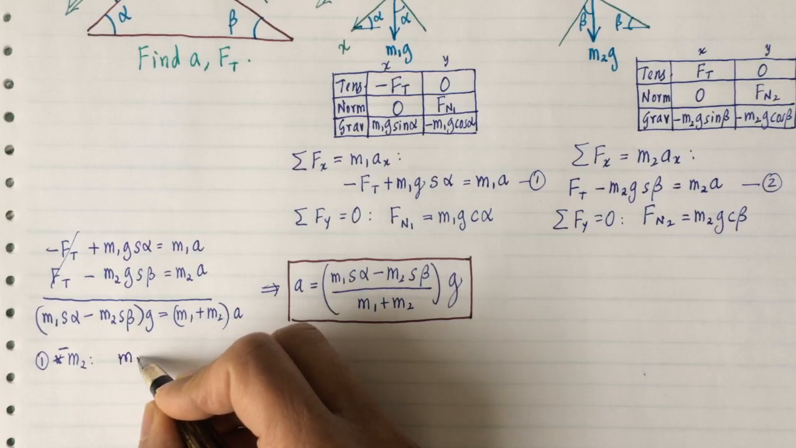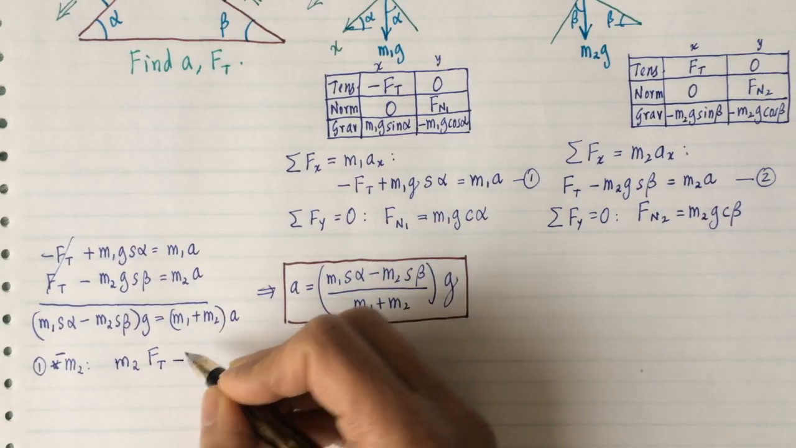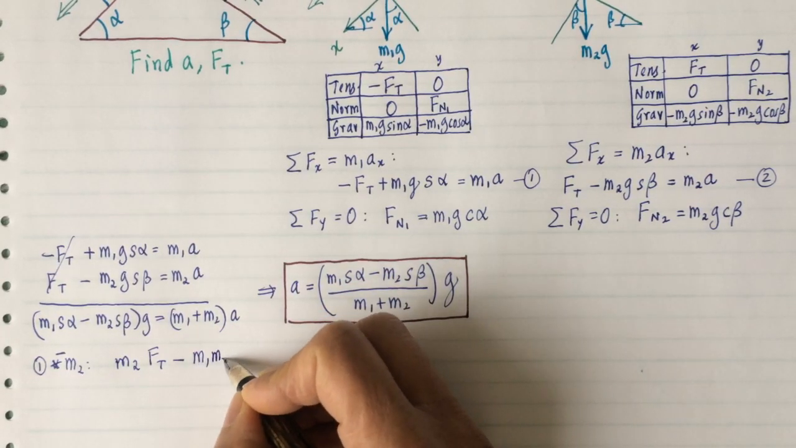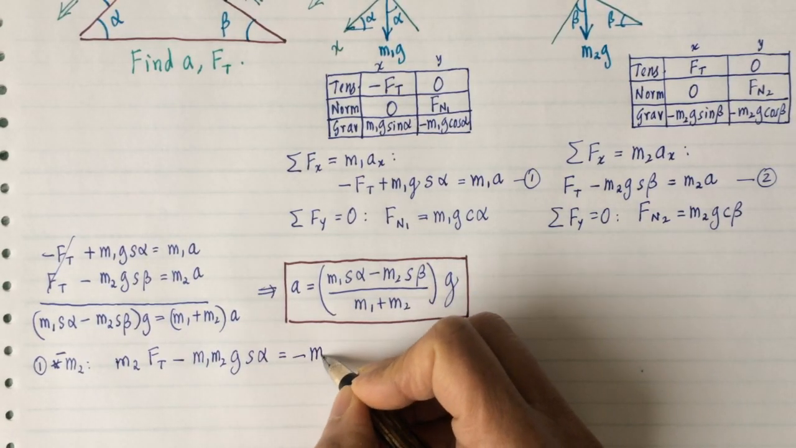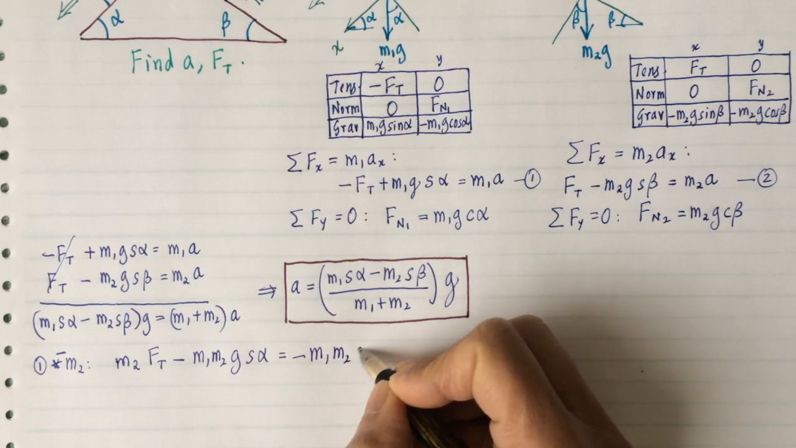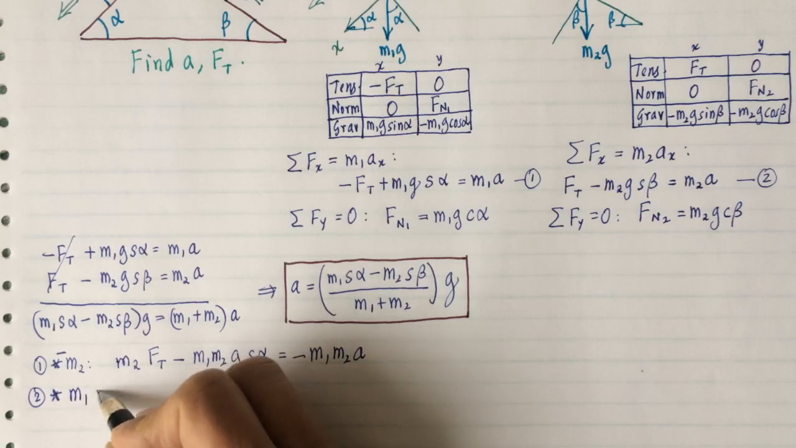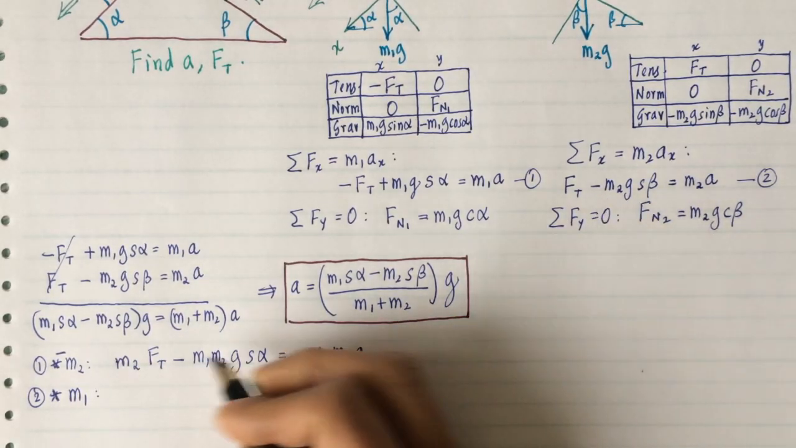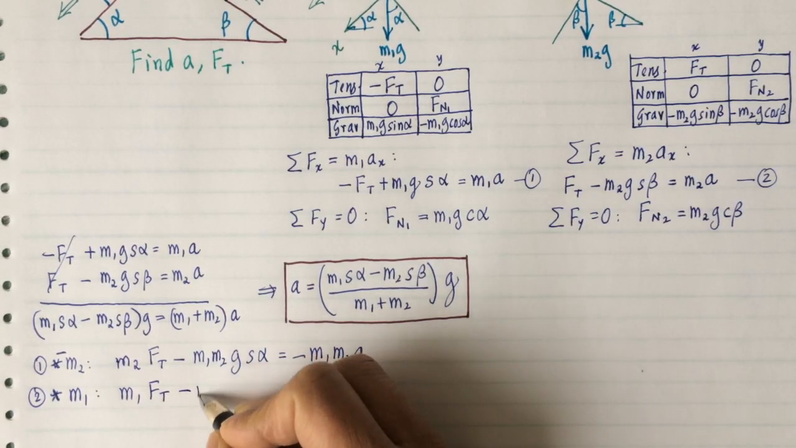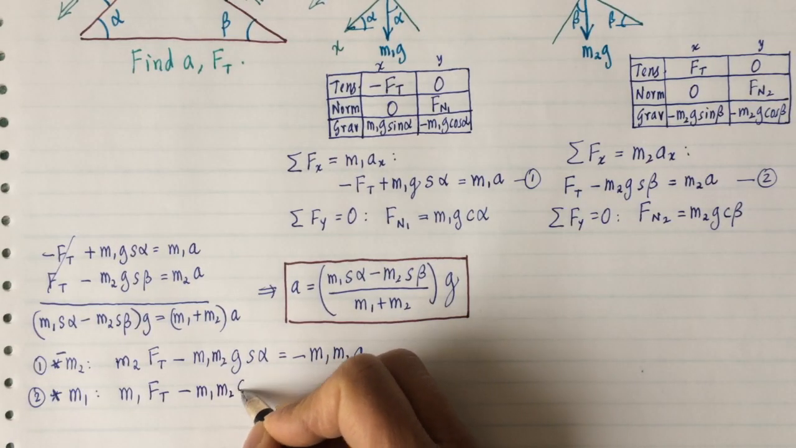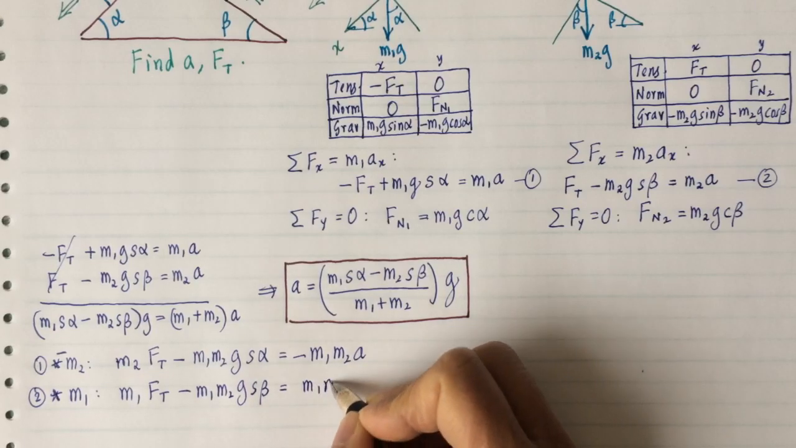So I'm going to get m2 times F_T minus m1 m2 g sine alpha is equal to negative m1 m2 a. And then I'll multiply equation 2 by positive m1. That's equation 2. So I'm going to get m1 F_T minus m1 m2 g sine beta is equal to m1 m2 a.